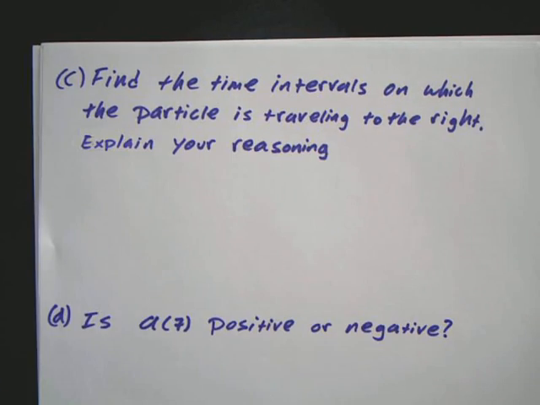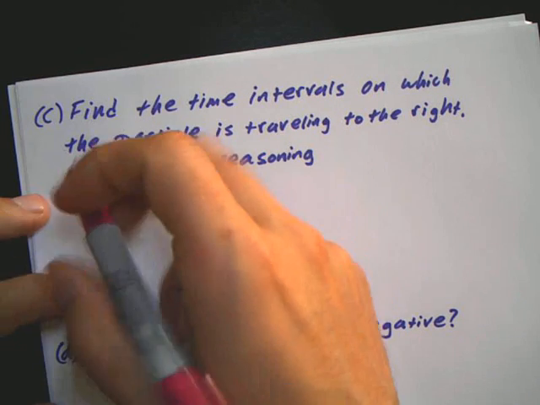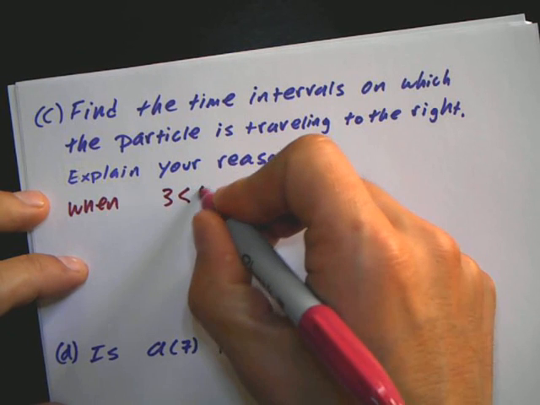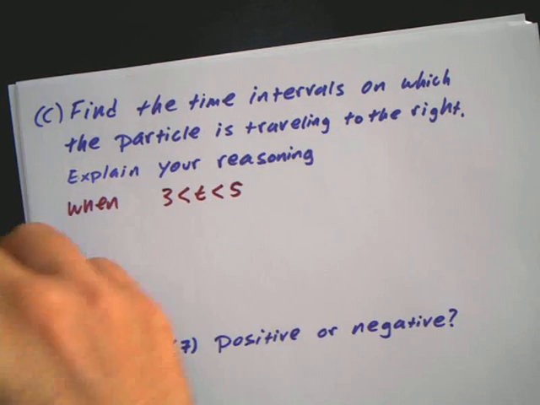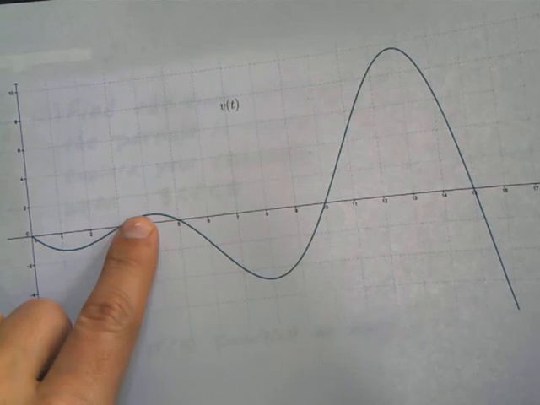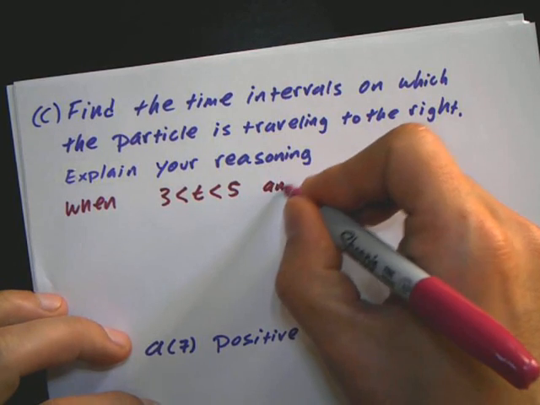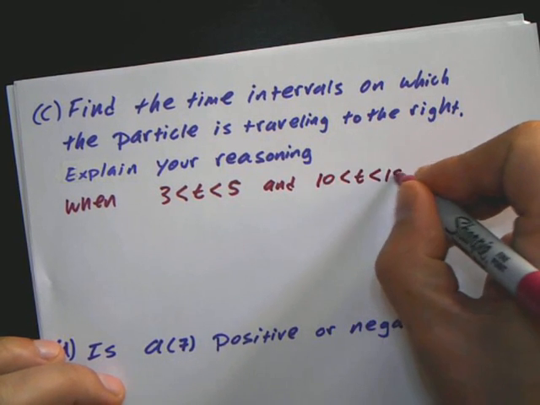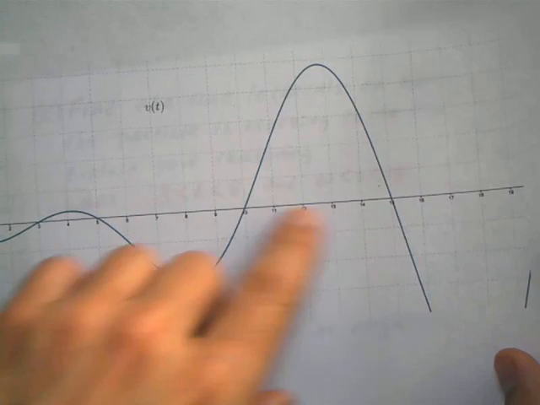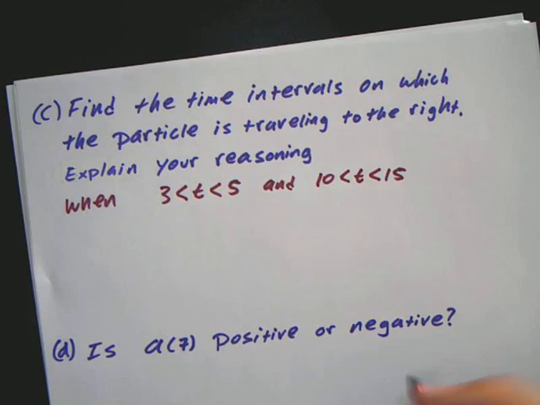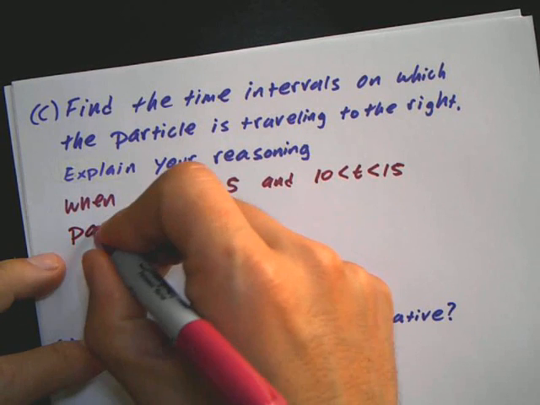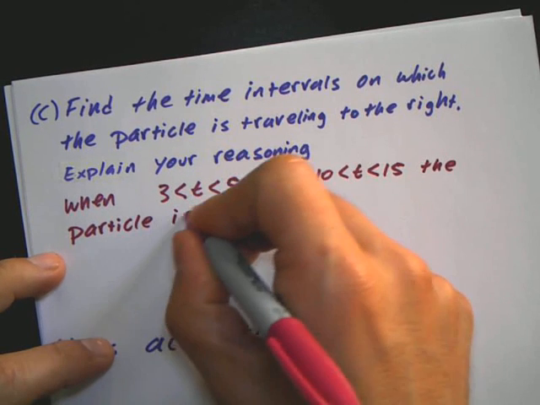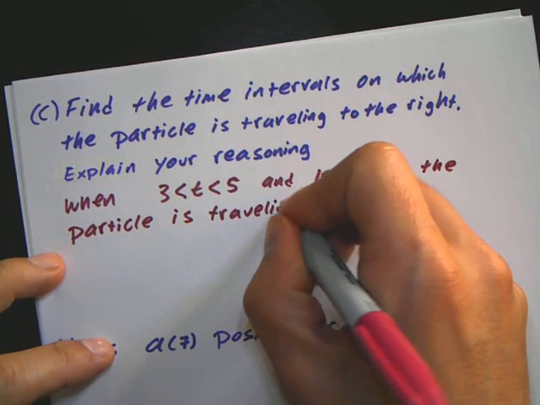So going back to answering this, whenever the time is between 3 and 5, that was the first interval, and whenever the time is between 10 and 15, above the x-axis, we can say the particle is traveling to the right.